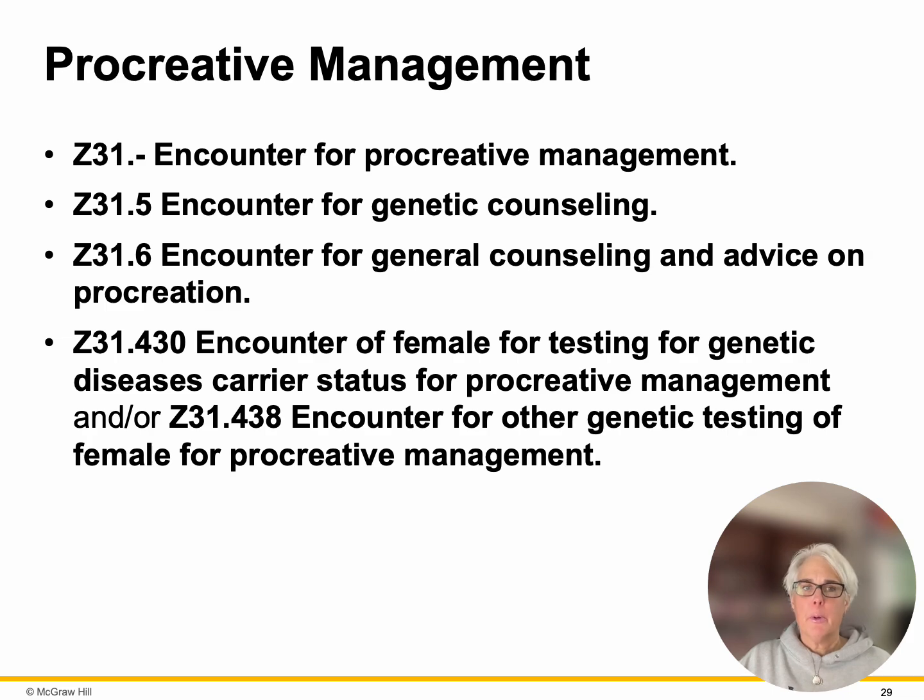Here we talk about procreative management, and this is when the main reason for the visit is for fertility, genetic counseling, or planning for pregnancy. Codes in Z31 capture genetic counseling, carrier testing, and general procreative advice. When I see documentation about planning a pregnancy, assessing genetic risk, or investigating fertility, I'm going to think about Z31. These visits usually occur before the patient becomes pregnant, because they're trying to become pregnant.